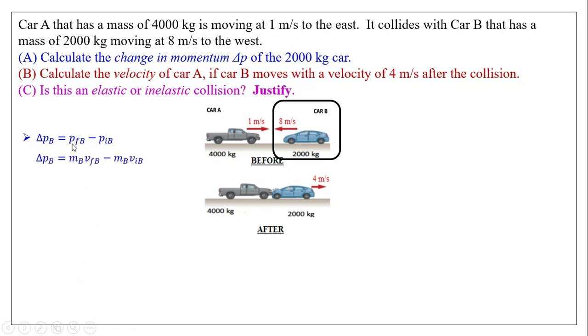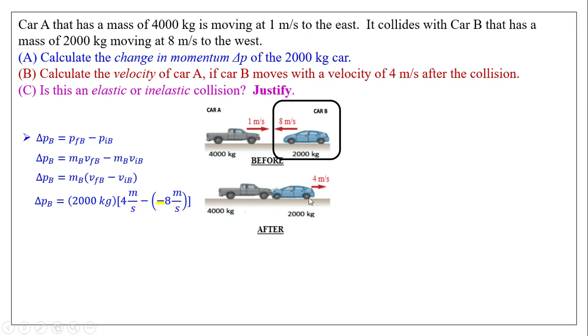So I can break up PFB into MB times VFB, minus PIB, which is just MB times the initial velocity of car B. Here I'm just going to factor out MB. You don't have to, but I will. Therefore, it is just MB times the change in velocity of car B. MB is 2,000 kilograms, because that's the car we are focused on, car B on the right here, labeled as 2,000 kilograms.